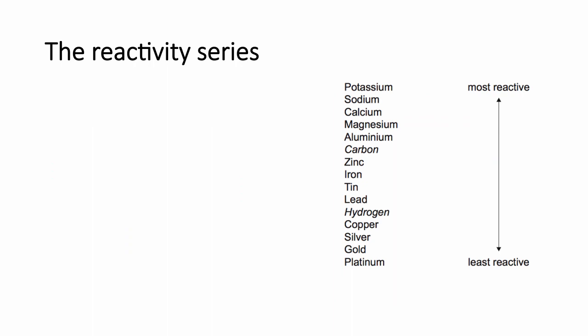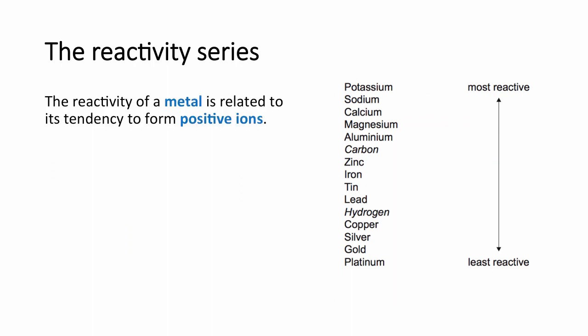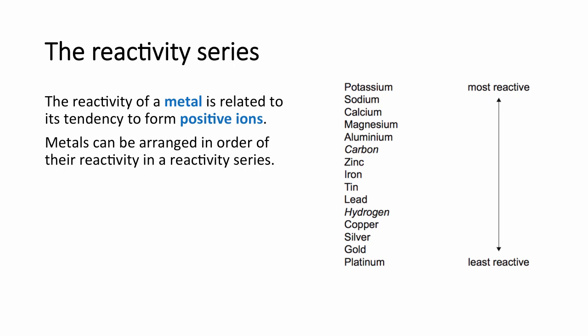The reactivity series. The reactivity of a metal is related to its tendency to form a positive ion. Metals can be arranged in order of their reactivity in the reactivity series. At the top of the reactivity series is potassium, and at the bottom, platinum. Potassium is the most reactive, platinum is the least reactive. Therefore, potassium has a greater tendency to form positive ions than platinum.